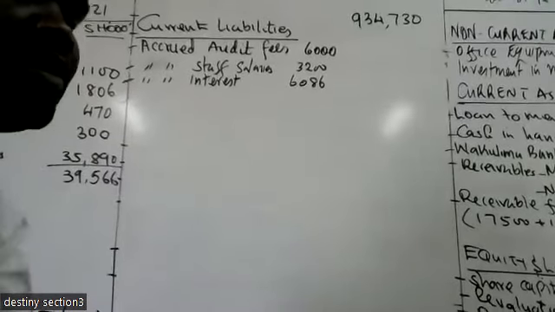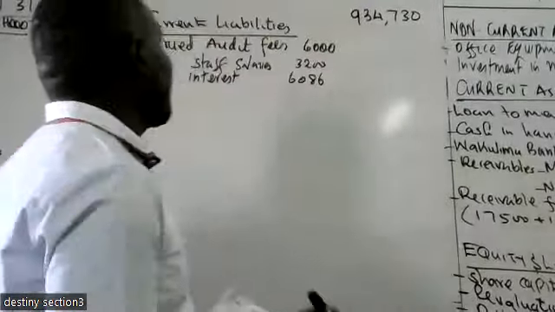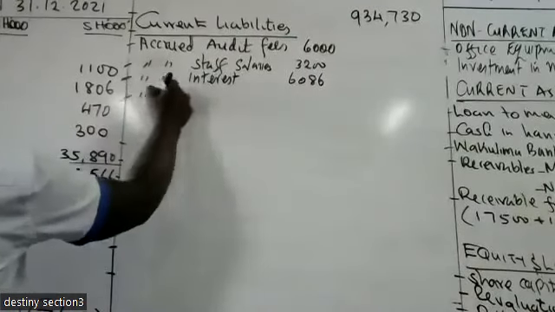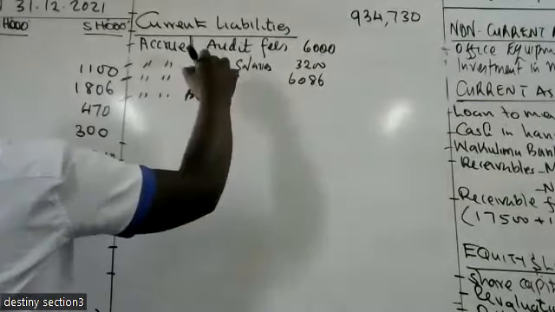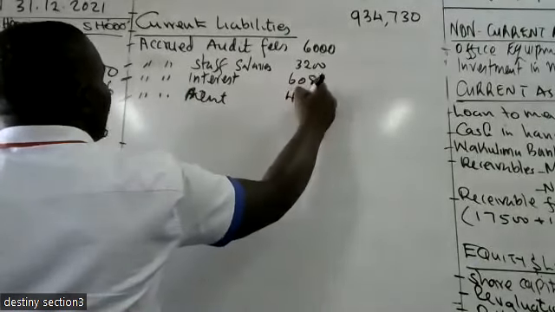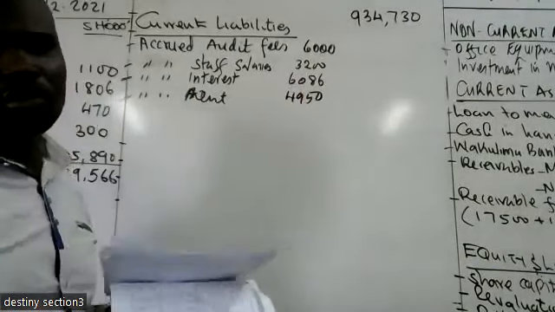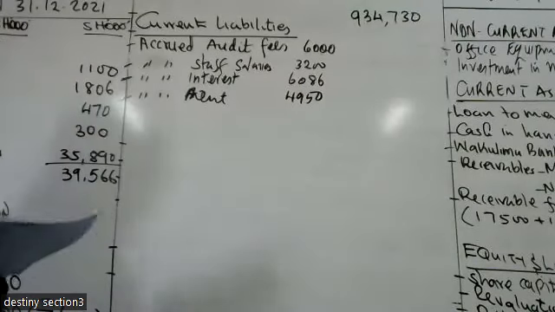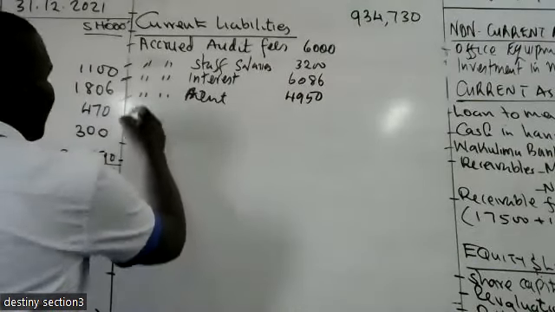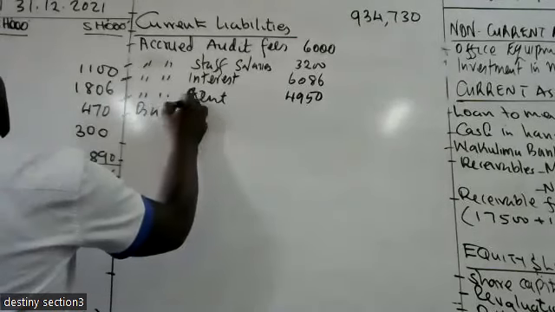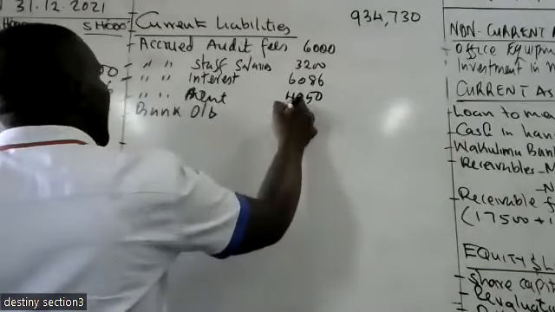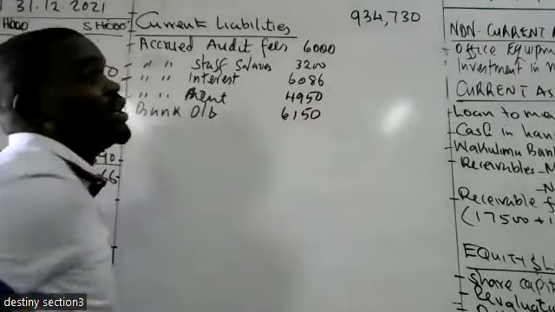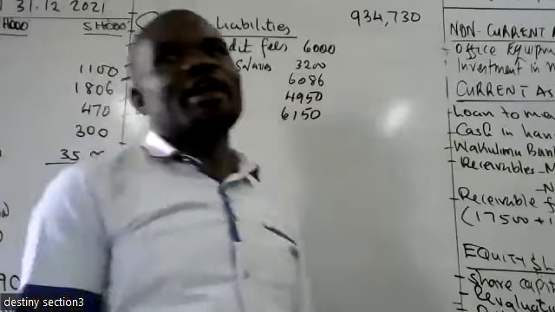Good, you've seen them, eh? Yeah. So accrued rent was how much? Accrued rent, 49.50. 49.50. How about bank overdrafts? Bank OD is 61.50.